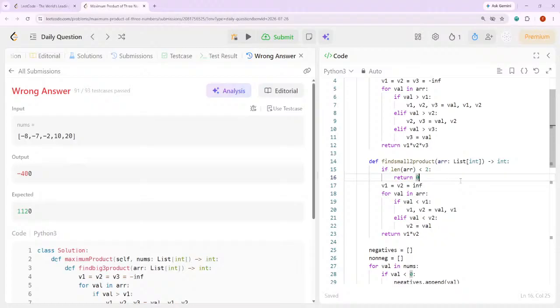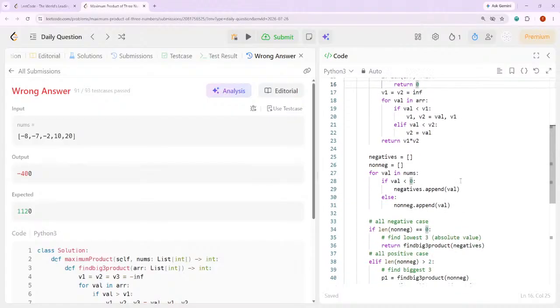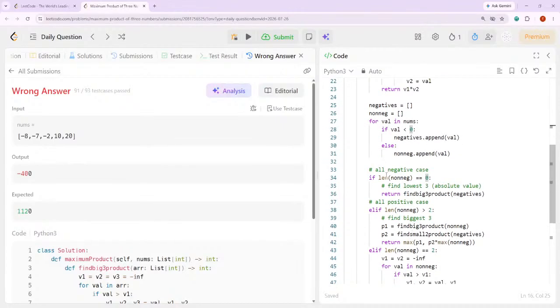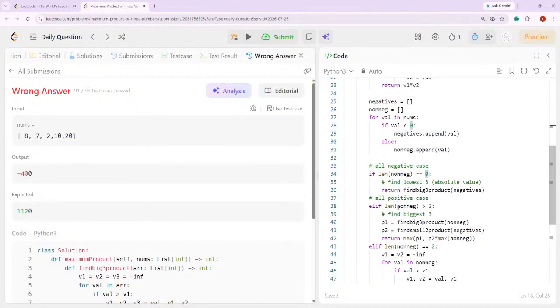Oh my God. 10 times 20 times, what is the best thing here? Negative 8 times negative 7 times 20? Negative 8 times negative 7 times 20. Why did this not fall into... Oh, okay, so it's not going to be all negatives. It's not going to be all positives. Because the length of the positive is not... Well, it's not going to be this.